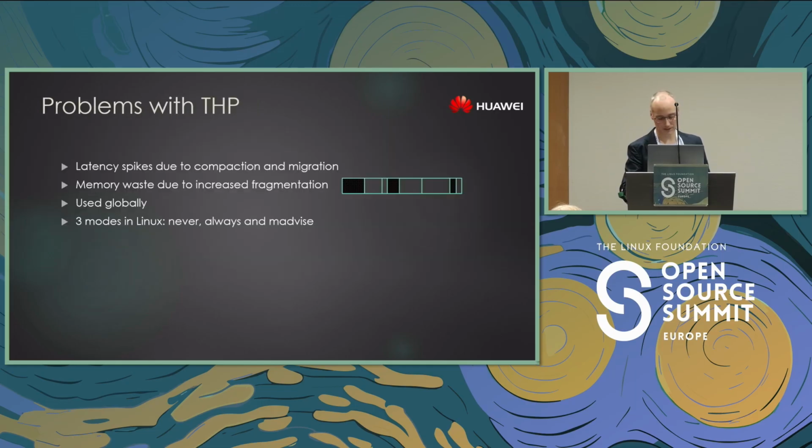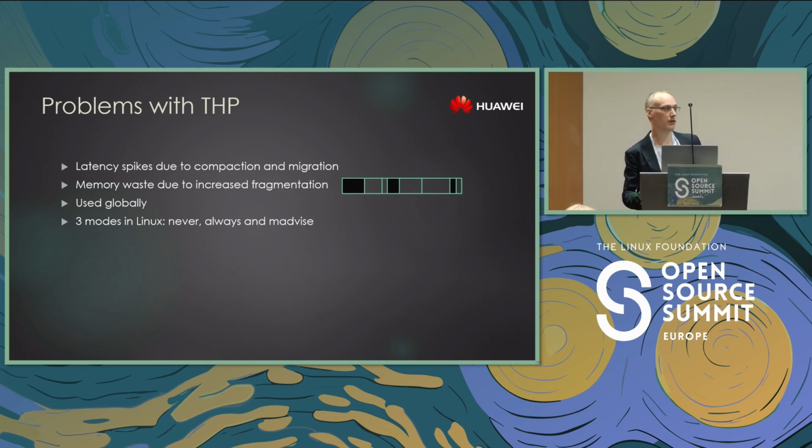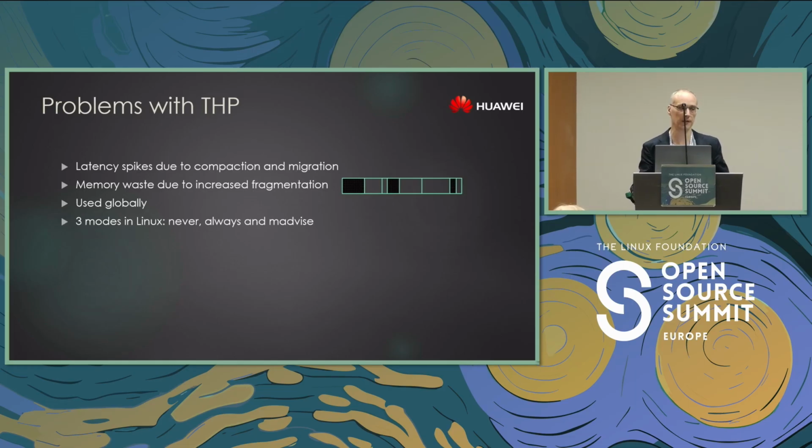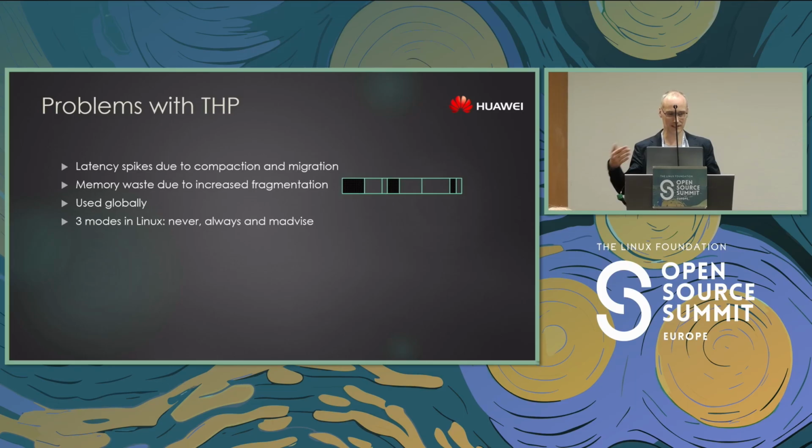That's very nice, but the problem is nobody uses huge pages, for the reasons you see over there. Latency spikes: when you introduce transparent huge pages, you will find compaction, page migration, and page collapses. These can happen randomly, at any time, so the sysadmin has almost no control over them.